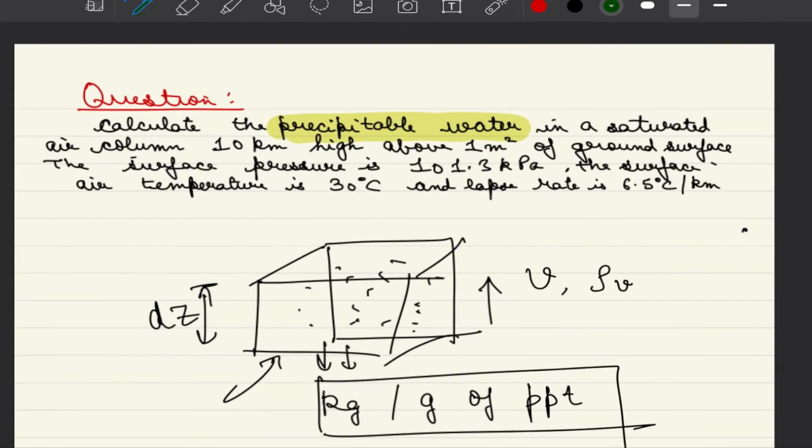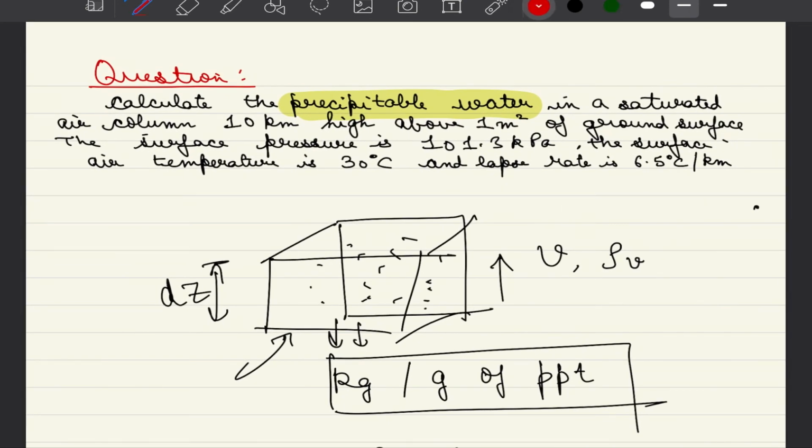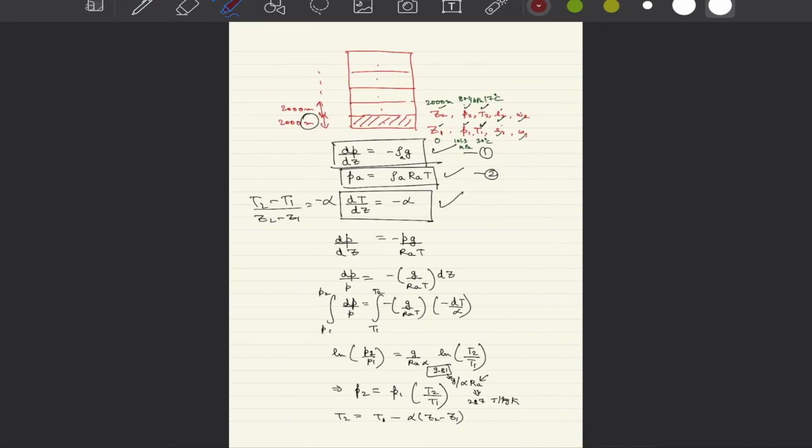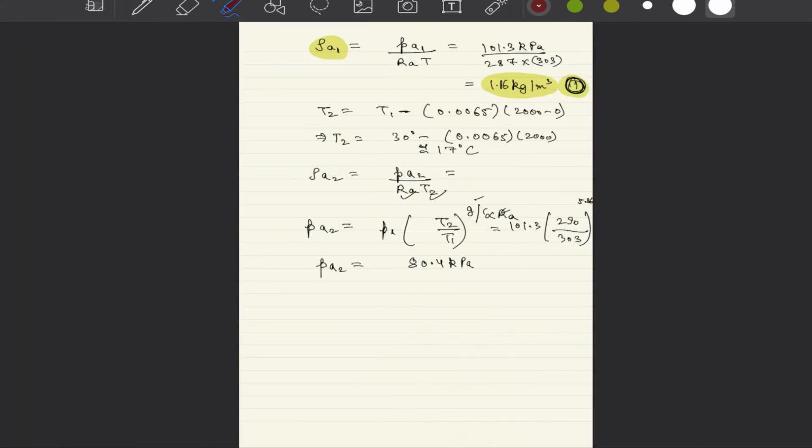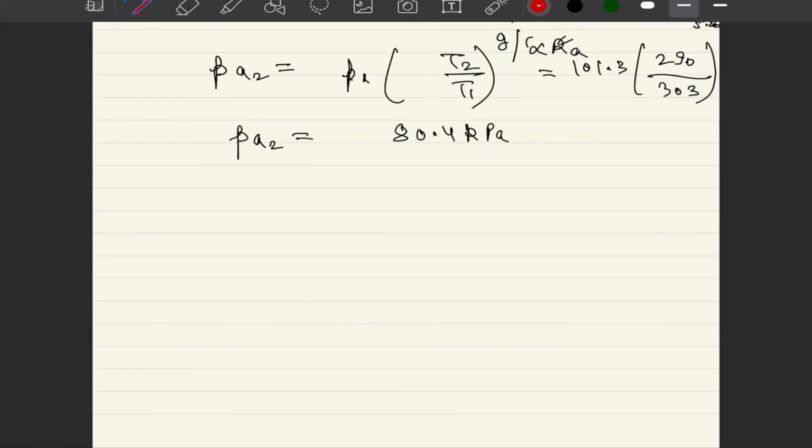If you read the question carefully, it mentions that this air is saturated. So when air is saturated, that would mean we can estimate the values of saturated vapor pressure as ES equal to 0.611 exponential 17.27 T divided by 237.3 plus T.